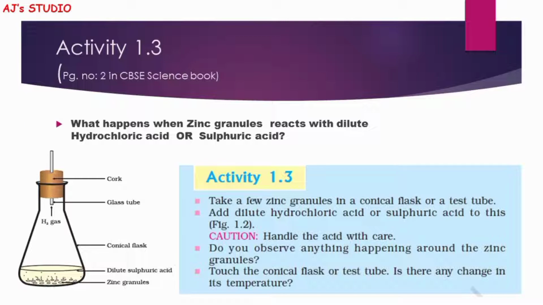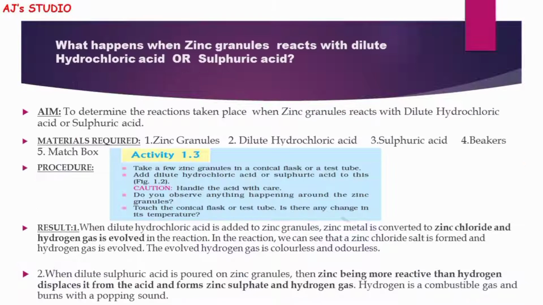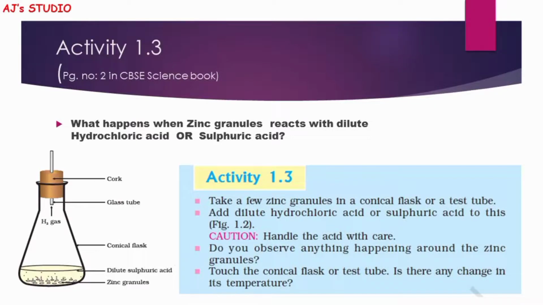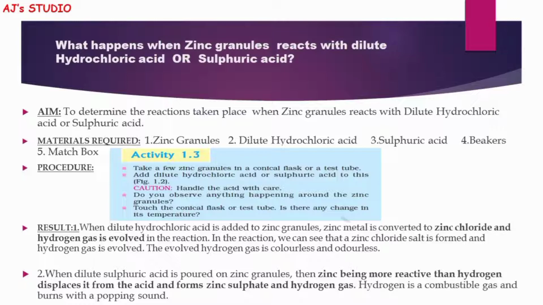Now let's move to the next activity, that is, what happens when zinc granules react with either dilute HCl or sulfuric acid, that is H2SO4. Before we perform the experiment, let's see the aim and the things required. The aim of this experiment is to find out the reactions taken place when zinc reacts with dilute hydrochloric acid or dilute sulfuric acid. For this experiment, we need zinc granules, dilute hydrochloric acid, sulfuric acid, 2 beakers and a matchbox.